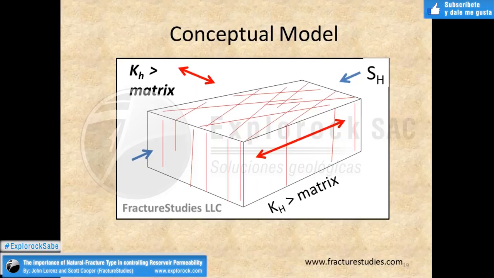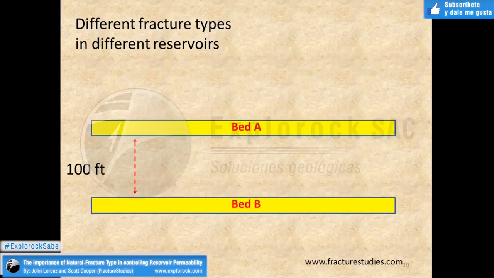Next, let's look at a real-world example. This comes from here in the States. We're looking at two beds. They're separated by 100 feet of shale in this case. We actually logged horizontal core from both of these beds to document what type of fractures were in there. Let's look at bed A first.